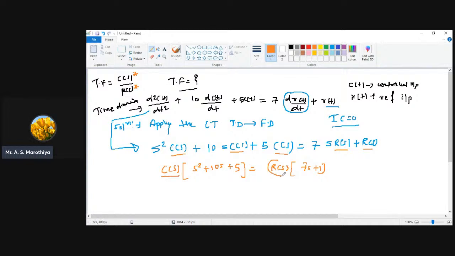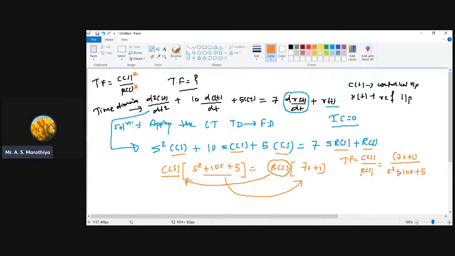Now what we need to do? We need to shift this input from this particular side to this side, and this entire term we are going to shift on this side. So I can write here as transfer function for the system, which is nothing but C of s by R of s is going to be equal to 7s plus 1 whole divided by s square plus 10s plus 5. I hope this is clear to everyone.